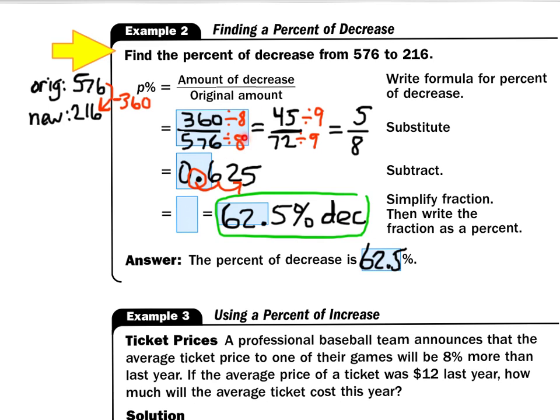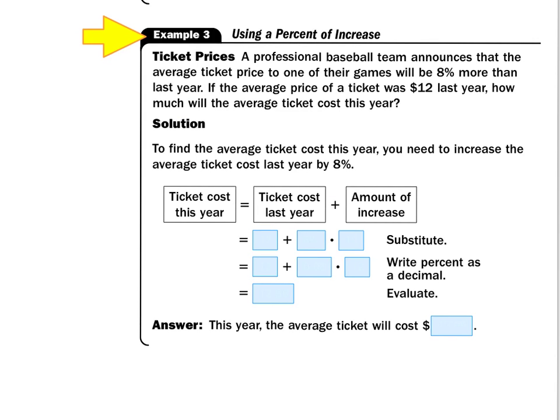So I divided by 8, top and bottom. That gave me 45 over 72. Then divide by 9, top and bottom, to get 5 over 8. And then you should know, or you can show your work, that 5 over 8 is 0.625. Well, to change the decimal to a percent, you grab the decimal point and move it 2 places to the right, and that would give me 62.5% decrease. Now, you have to put the decrease there, or you put the whole word. All right, so let's use the percent of increase.